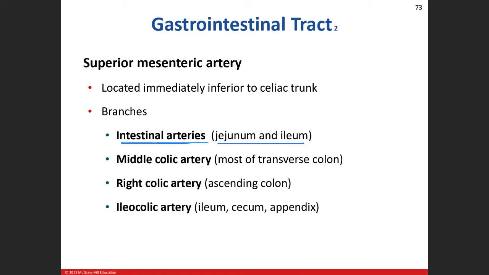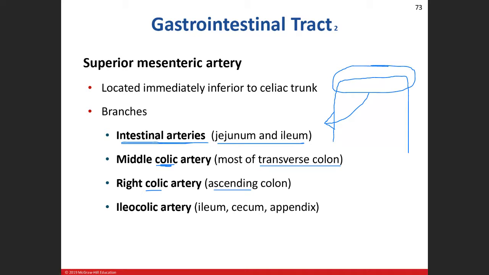Middle colic, all right, colic is colon. So that's going to go to the transverse colon. And I always remember that because the transverse colon was pretty much right in the middle of your body. Okay? The right colic artery is going to head off to the right. Well, that's where the ascending colon is.